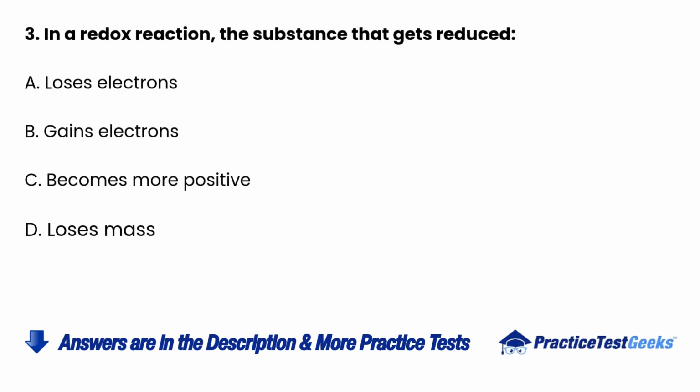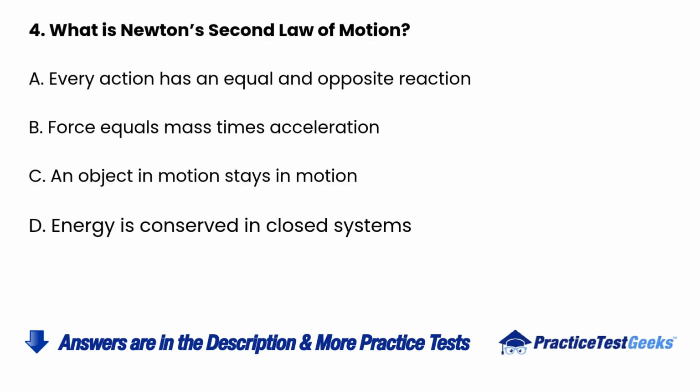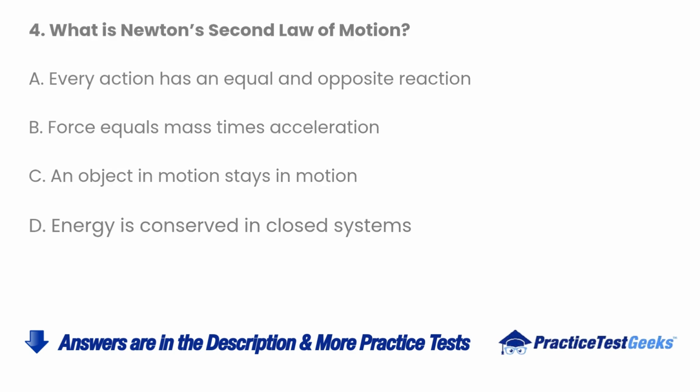3. In a redox reaction, the substance that gets reduced. A. Loses electrons. B. Gains electrons. C. Becomes more positive. D. Loses mass. 4. What is Newton's second law of motion? A. Every action has an equal and opposite reaction. B. Force equals mass times acceleration. C. An object in motion stays in motion. D. Energy is conserved in closed systems.